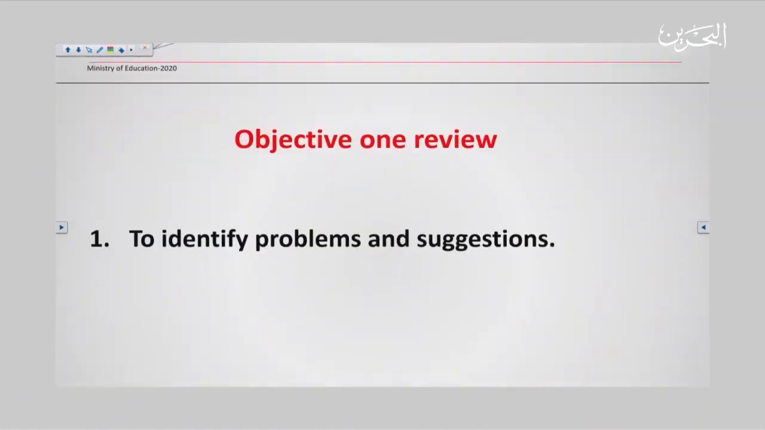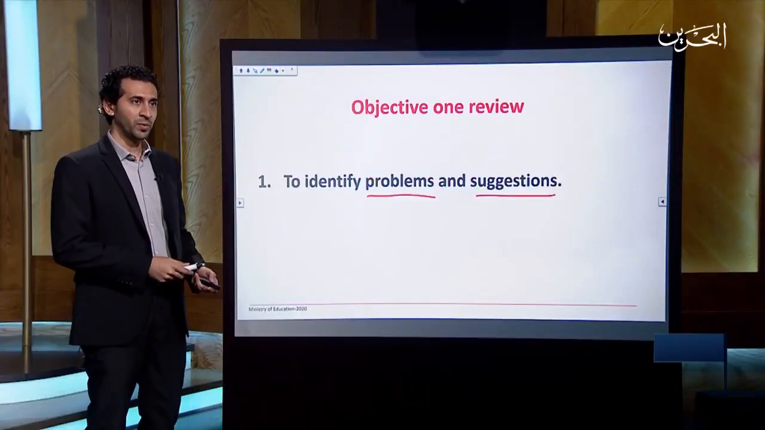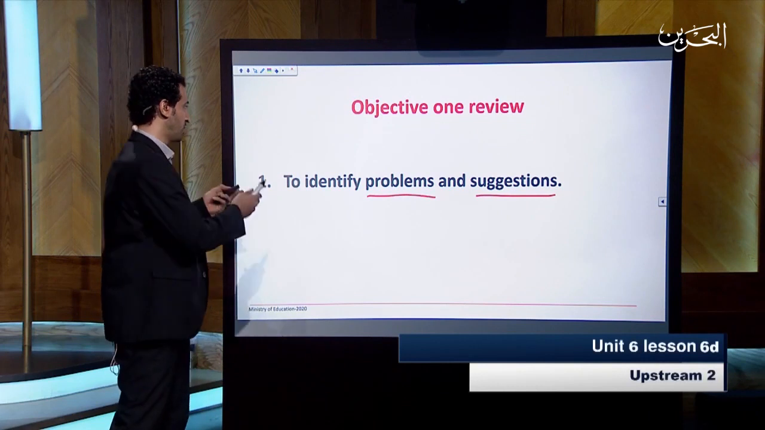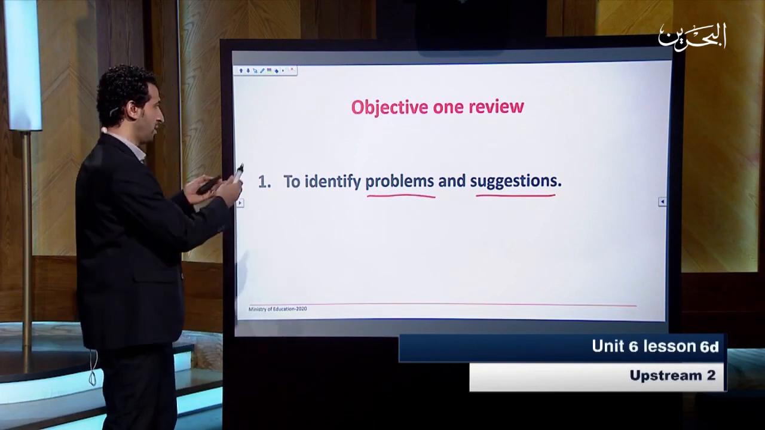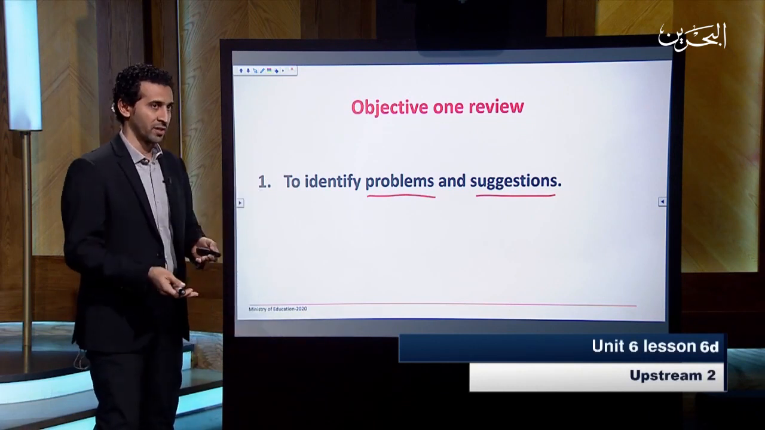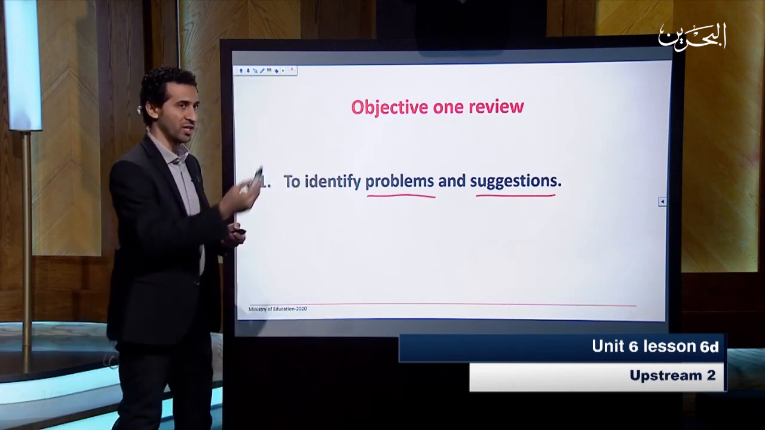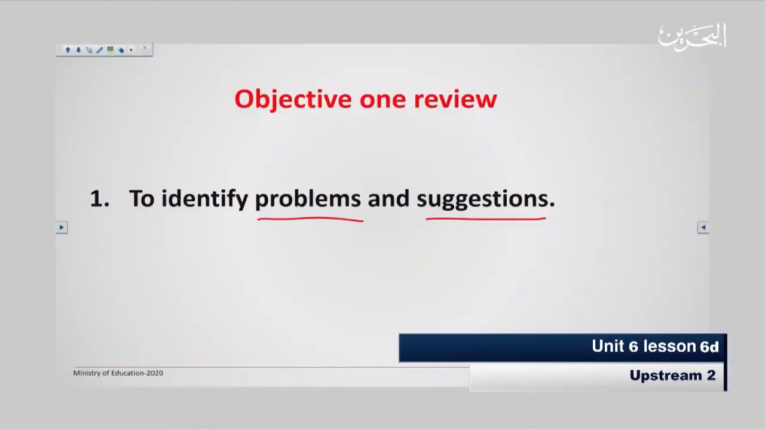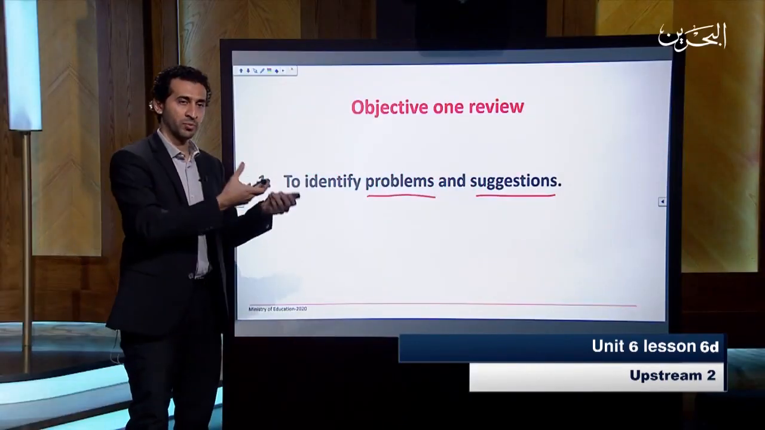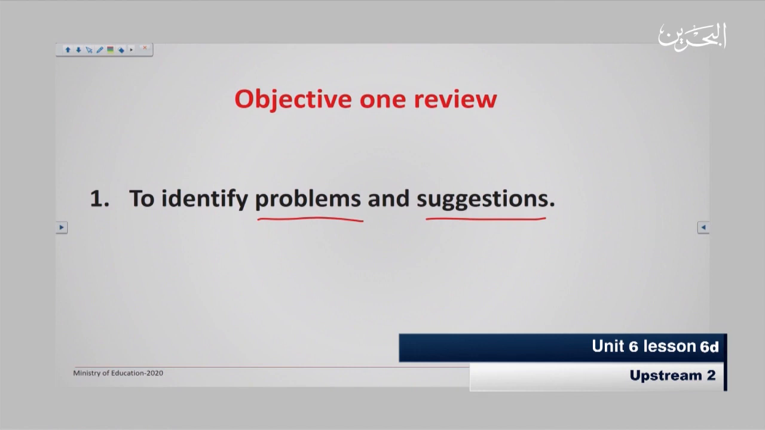Now let's review the first objective. So, to identify problems and suggestions. And I just want you to pay attention to the words problems and suggestions. What is the relationship between a problem and a suggestion? Well, a suggestion means a solution that we need to solve the problem. All right, now let's move on.